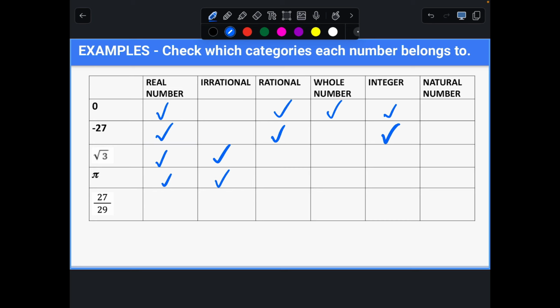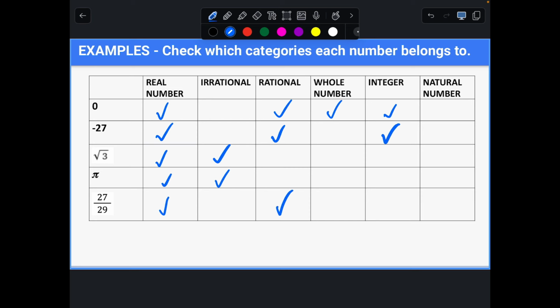Okay, 27 over 29, it is a real number. Is it irrational? No, it is not, because it is written as a fraction, which means that the decimal does not continue on forever, which means if it's not irrational, it is rational. Is it a whole number? No, it is a fraction. Is it an integer? No, it is a fraction. Is it a natural number? No, we do not count with it.